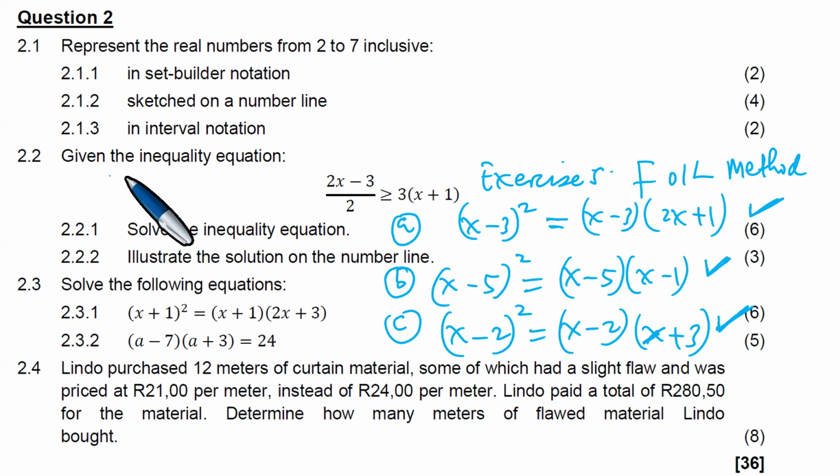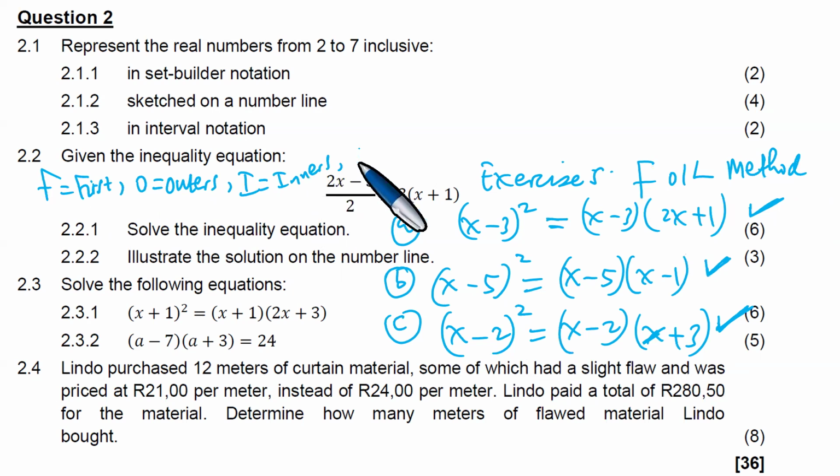Using the FOIL method, you know that the F stands for the first, the O stands for outers, the I stands for inners, and the L stands for the last terms. So this is what FOIL stands for.